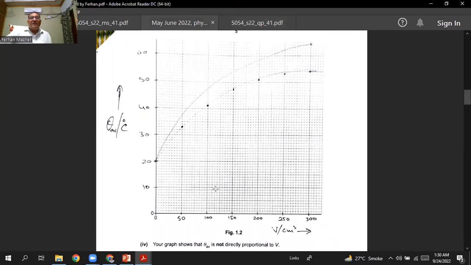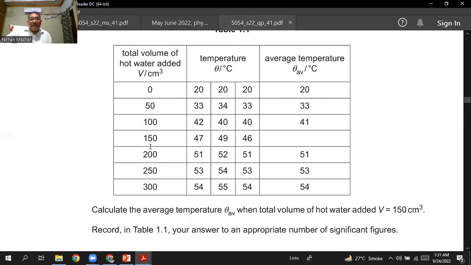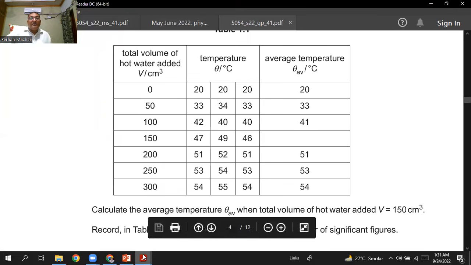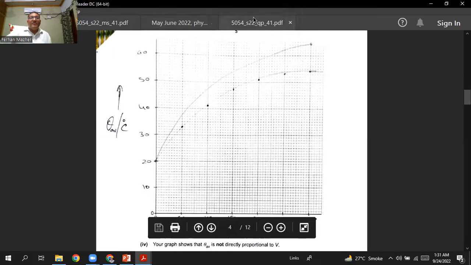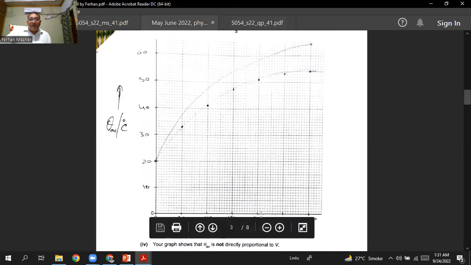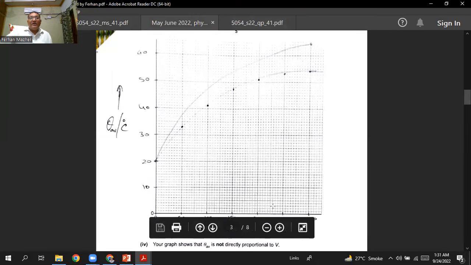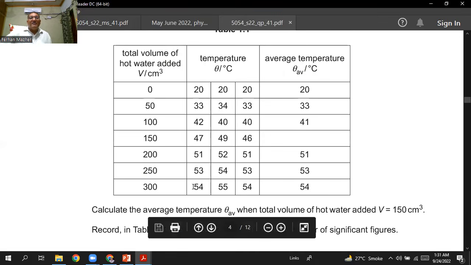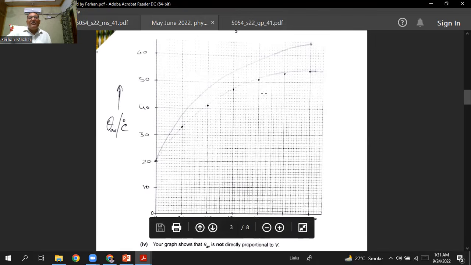At 100, put this dot of 41. And then at 150, how much was that? 47. At 150, put a dot of 47. At 200, you have 51, put a dot here. And at 250, you have 53, put this dot. And then at 300, we have 54. So we'll put the dot.